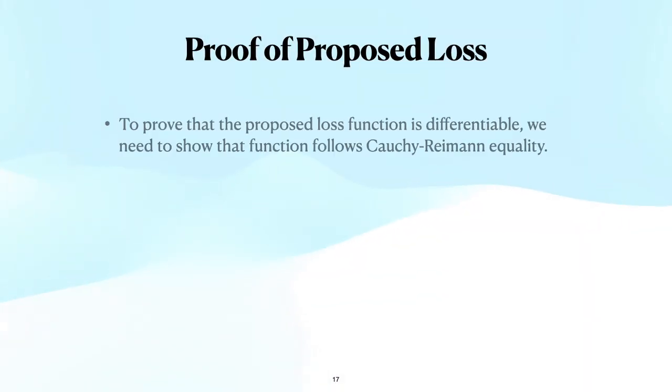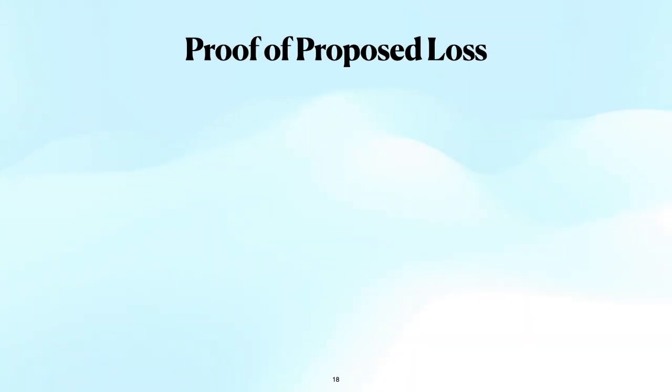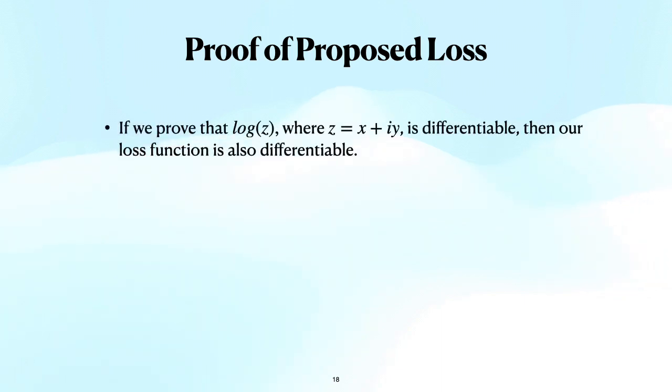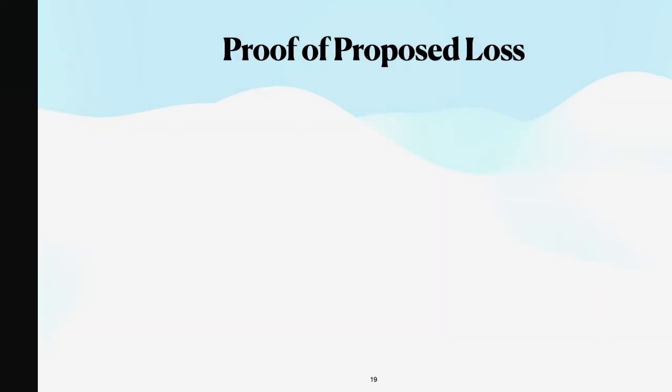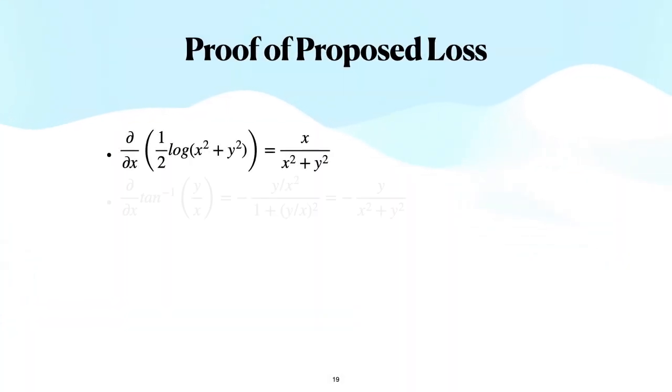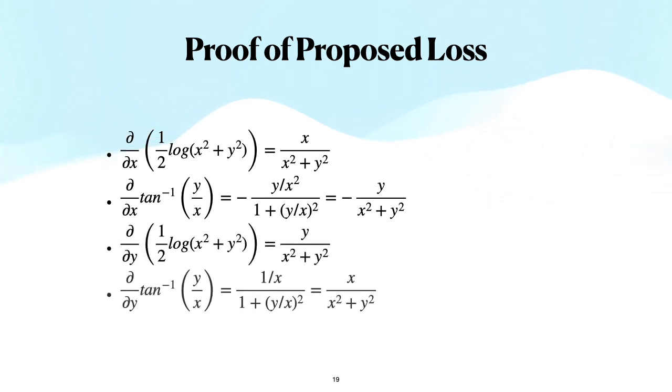We also need to ensure that complex valued loss is indeed differentiable for backpropagation. To show that complex number function f is differentiable, we need to show that it follows Cauchy-Riemann conditions. If we prove log z, where z is a complex number, is differentiable, then our loss function is also differentiable. When we do that, we see that log z follows the condition. Thus, by extension, our proposed loss function is differentiable too.